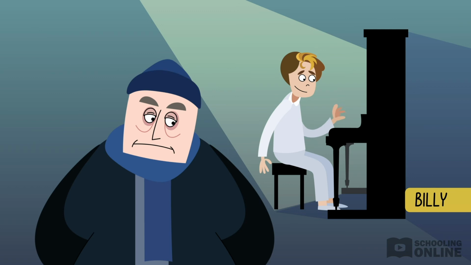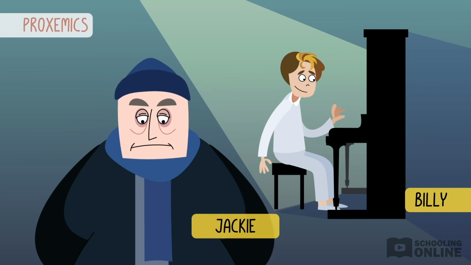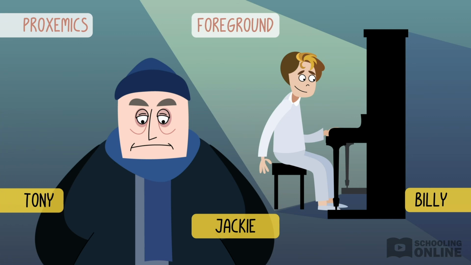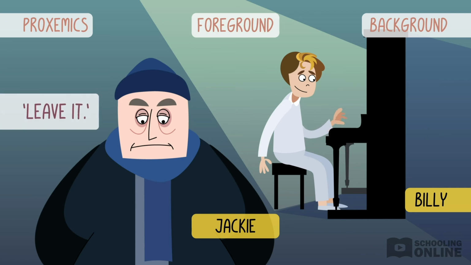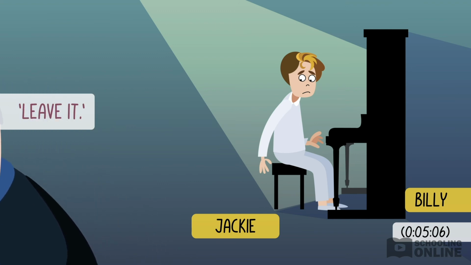When we meet Billy's dad, Jackie, the proxemics in the scene reveal his emotional disconnection from his sons. Jackie sits in the foreground, face downcast and his back to everyone. Tony walks out of the house to join the daily protest, leaving his dad behind. Billy sits alone in the dimly lit background, hunched over the piano, tinkering with the keys. Jackie sighs, tells Billy to leave it, slams the piano shut and storms out of the room.